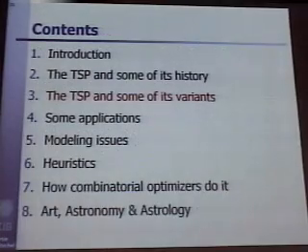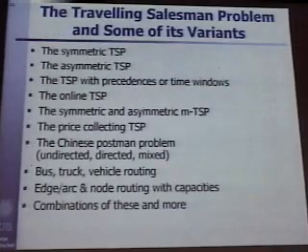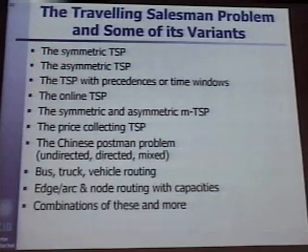So, what is TSP? There is not only one. We have already mentioned symmetric. That means if you go from A to B, it's the same distance as going from B to A. Asymmetric if this is not the case. And now you have something like precedences or time windows.